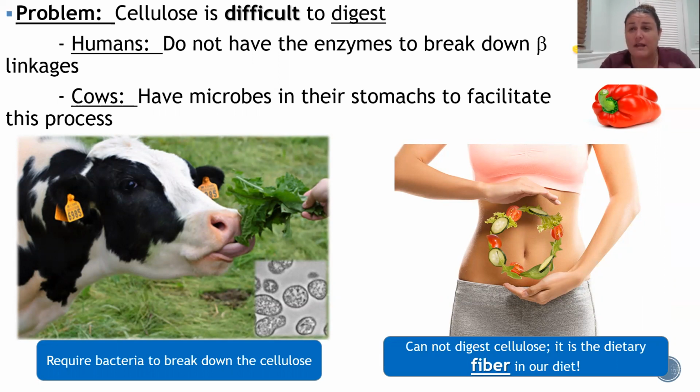And so we're getting all of the other stuff, but the one thing we can't digest is the cell wall. And that's what's referred to as fiber. So when people talk about you need to eat more fiber, you need to eat more roughage, they're talking about vegetables, and particularly they're talking about the cellulose. And why that's important is, one, it's going to help you go to the bathroom, right? So it's going to help you to defecate.